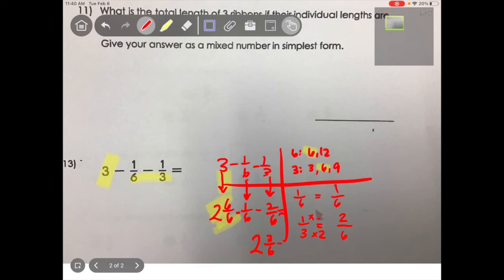Now, written in simplest form, I know I can divide the numerator and the denominator by 3. So it would be 2 and 1/2.